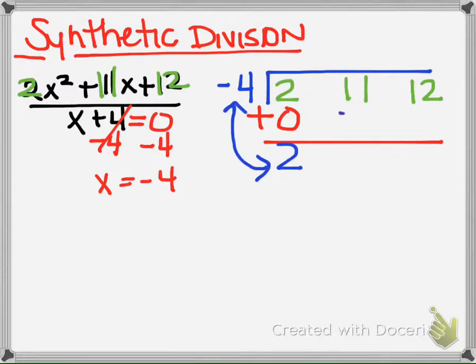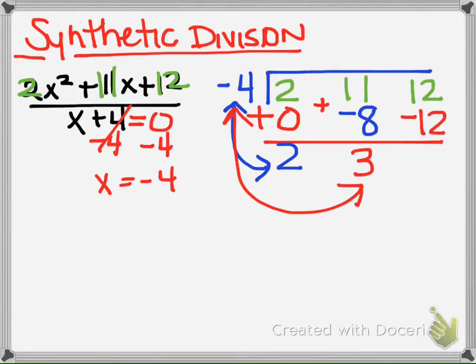2 plus 0 is 2, and then we multiply these. Negative 4 times 2 is negative 8. And then we're going to add these. 11 plus negative 8 is 3. Then we're going to multiply these. Negative 4 times 3 is negative 12. And then we're going to add these, and it gets 0.